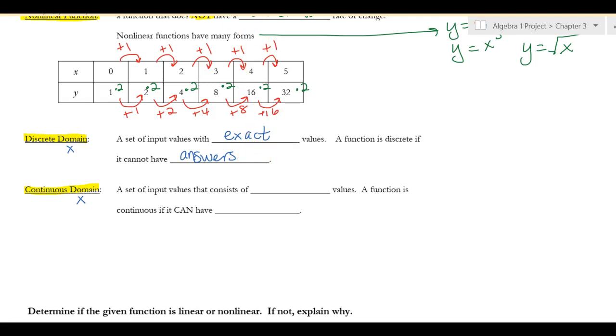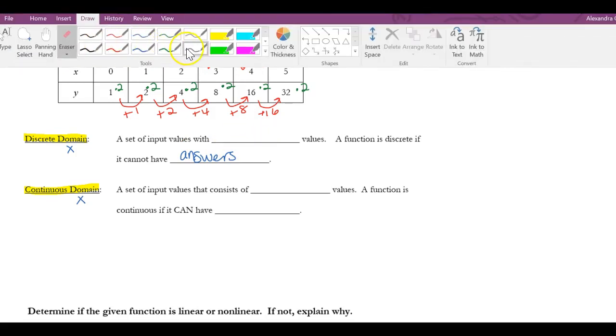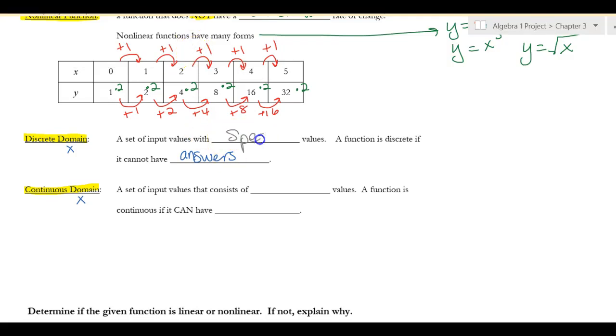And I'm actually going to change that from exact. I think there's a better word for it. It has specific values. You're only allowed to get some things. Okay, let's change that. I think that makes a little bit more sense. A continuous function has a set of input values that consist of all values. So I can plug anything in and I'll get an answer. For discrete, I can't plug every single number in because some numbers aren't going to make sense. A function is continuous if it can have all answers.